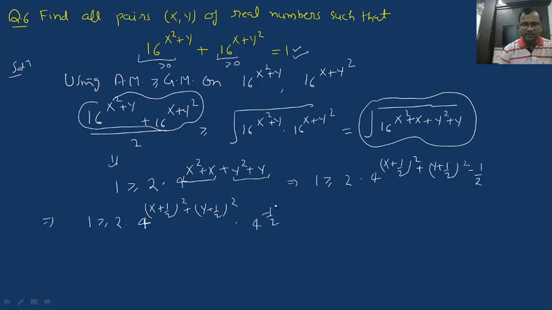But 4 raised to the minus half becomes what? Half. Half and 2 cancel out. And 4 raised to the power of any quantity, this whole sum of squares is greater than or equal to 0. Therefore, this quantity is always greater than or equal to 1. So here only equality exists.